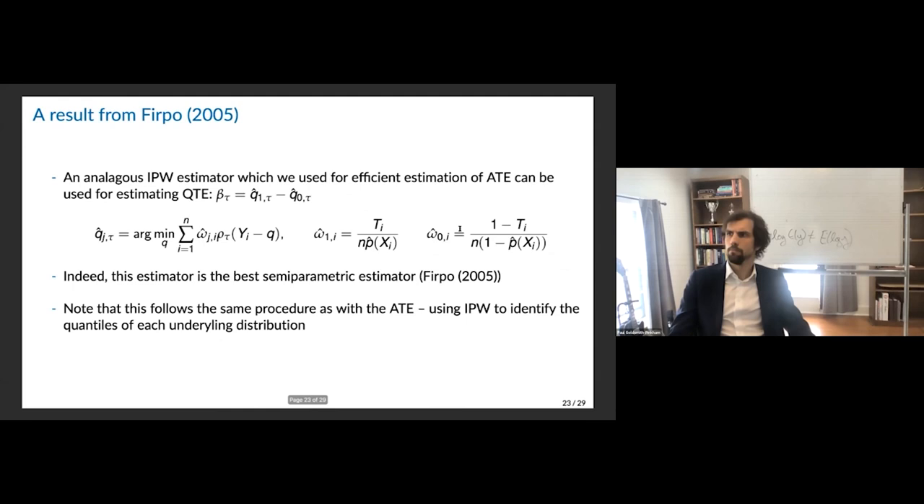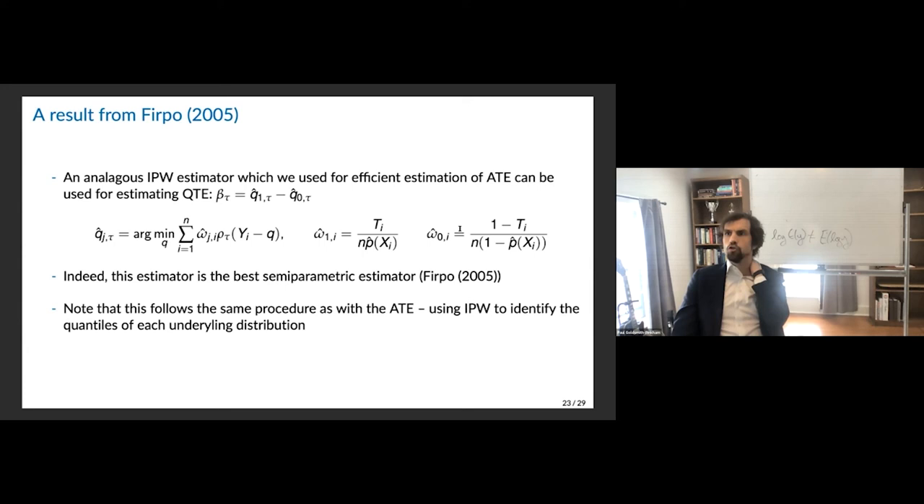So one thing to keep in mind from this Firpo 2005 paper, this is an econometric paper about quantile treatment effects. You may or may not be noticing, we're moving through the decades. Now all these papers are in the 2000s. These are things that people cared about in the 2000s. People write less on this topic now.